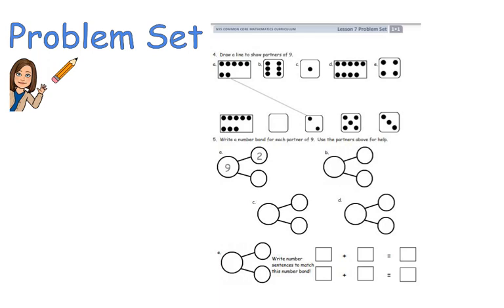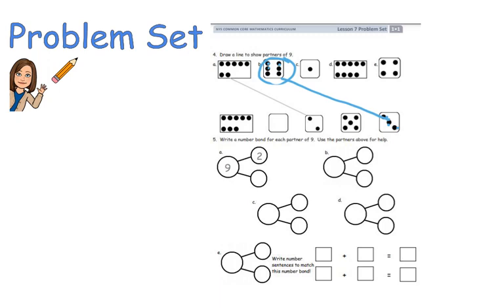Let's see, how many are here for B? There are 1, 2, 3, 4, 5, 6. So 6 plus something equals 9. Let's check. 6, 7, 8, 9, 10, 11, 12, 13, 14. Oh, that was really 9. 6 and 0? No, because that stays 6. 2 we already used. 6, 7, 8, 9, 10, 11. Oh, too many. Let's try 2. 6, 7, 8, 9. That's right. So we draw 9. Go ahead, pause your video, and finish number 4.